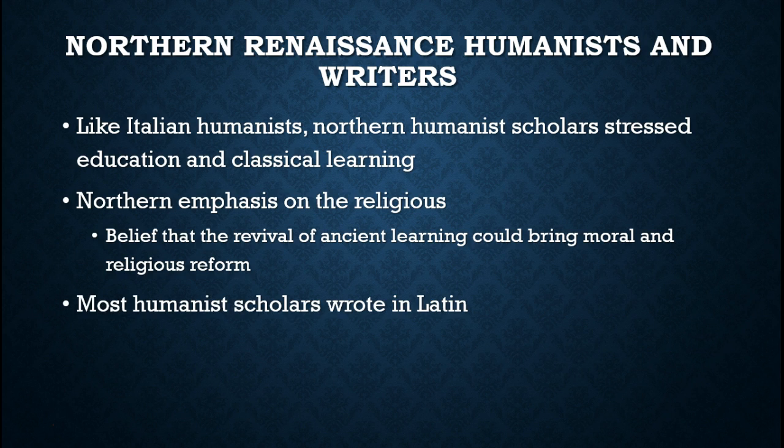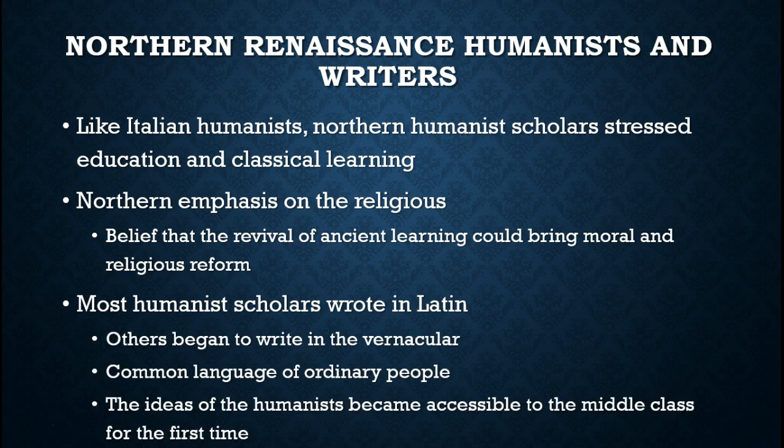Most humanists of the time wrote in Latin, a language that was only accessible to the educated elite and members of the church. However, starting in the North, a new trend began to emerge of writers using the vernacular, or the common ordinary language of the people. This meant that for the first time, works became accessible to the growing middle class, and they could embrace humanist ideas as well.